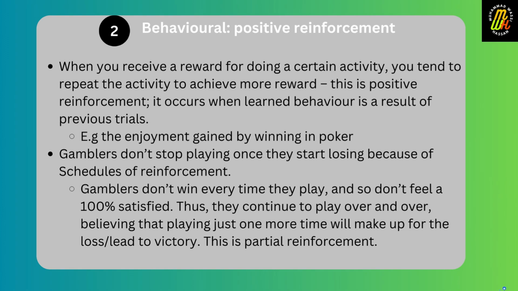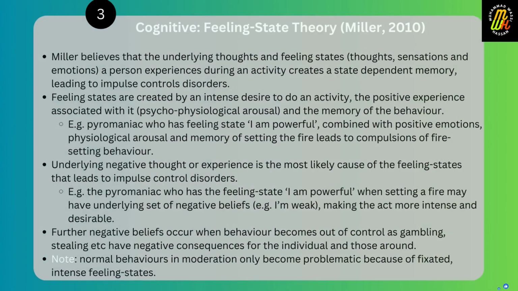Gamblers don't stop playing once they start losing because of schedules of reinforcement. Gamblers don't win every time they play and so don't feel 100% satisfied. Thus, they continue to play over and over, believing that playing just one more time will make up for the loss or lead to victory. This is partial reinforcement.